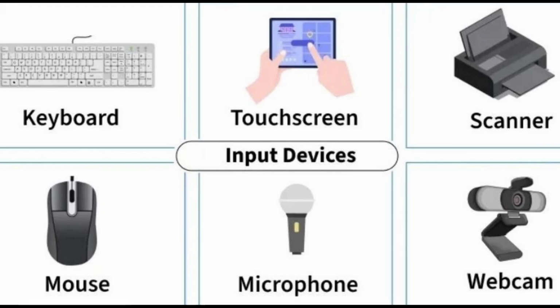A scanner converts physical documents, images, or text into digital format. Types of scanners: flatbed scanner, handheld scanner, drum scanner. Advantages: digitizes printed materials, supports document storage and sharing. Limitations: requires additional hardware, quality depends on resolution.